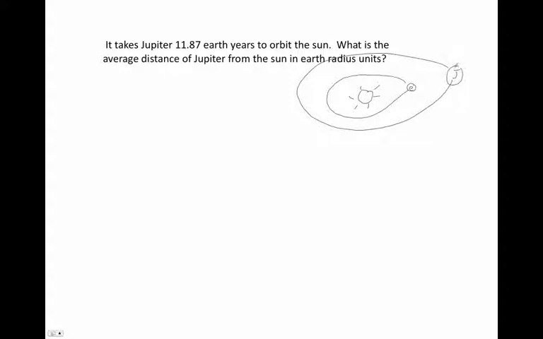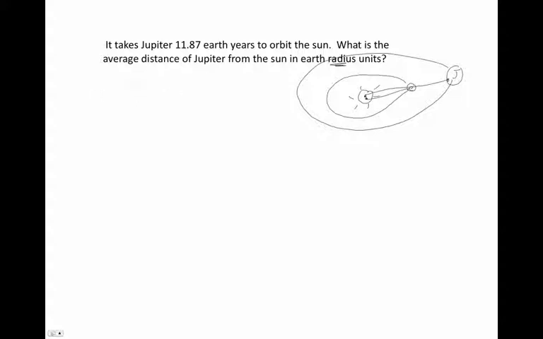So we know how many Earth years it takes Jupiter to go around the Sun. We're hunting for the distance from the Sun to Jupiter in Earth radiuses. And we know the Earth is, in Earth radiuses, 1 Earth radius from the Sun. And again, we're talking about radiuses here. We're talking about the radius of the orbit, not the radius of the planet.